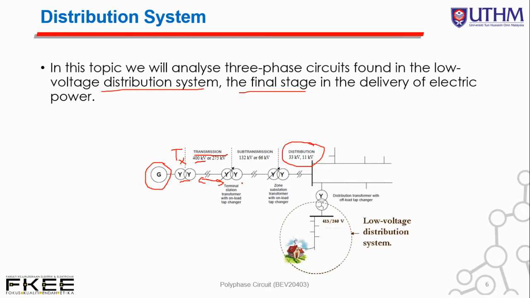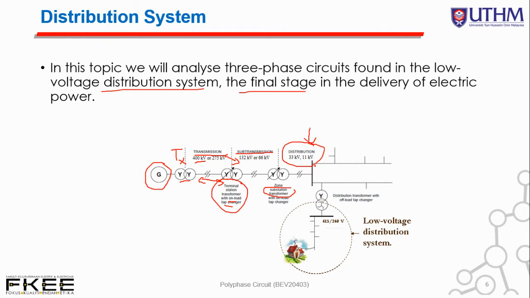Before it comes to the terminal station, where we have a transformer with on-load tap changer. This is the type of transformer used to step down the voltage to 132 kV or 66 kV, the sub-transmission region. Then there is another substation transformer, the zone substation transformer, before we come to the distribution side.